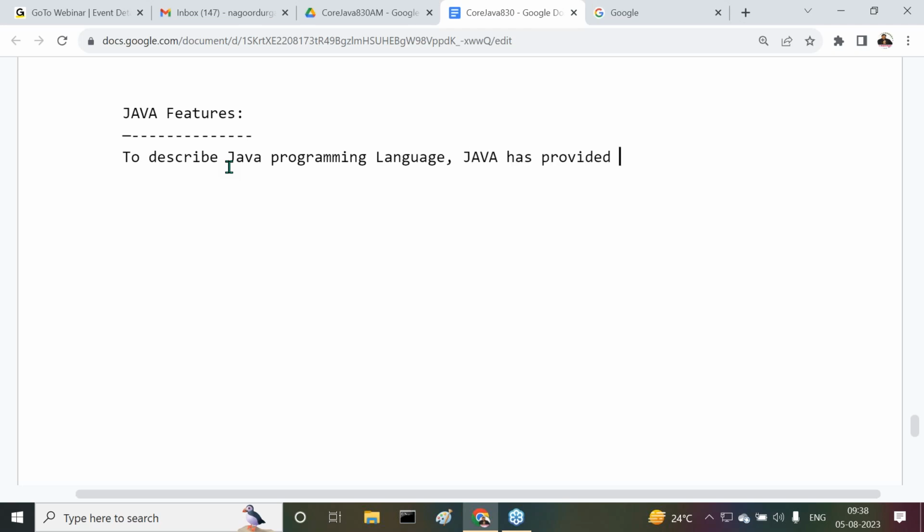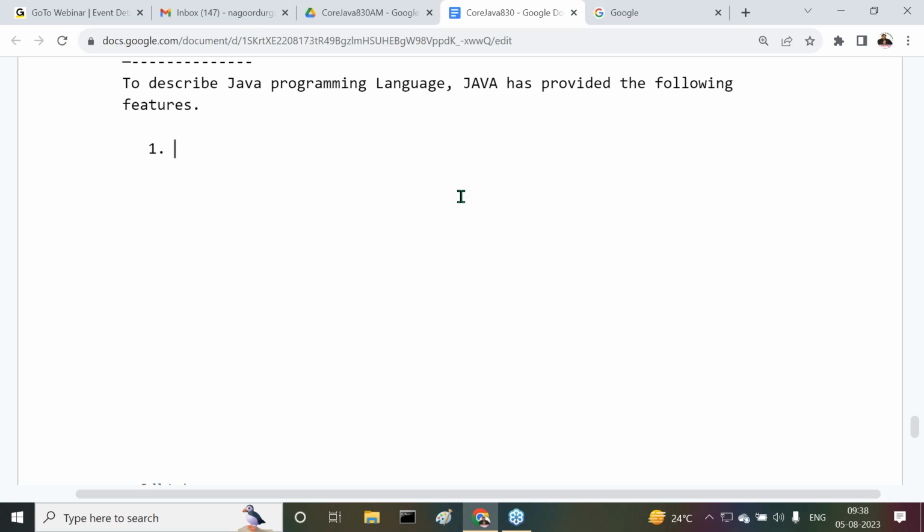Java has provided the following features. What features are provided by the Java programming language? Understand it. Nearly 11 or 12 features are available in Java. Now try to understand these features. First one is Java is simple. Observe carefully. Half of the Java features you are already aware of, as part of the differences between Java and other programming languages. Only the remaining we have to understand. But anyway, I will explain each and every one.